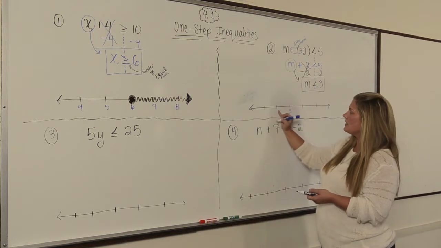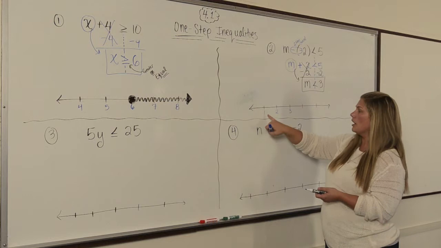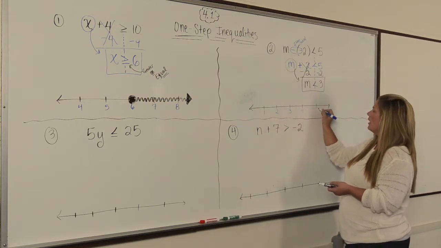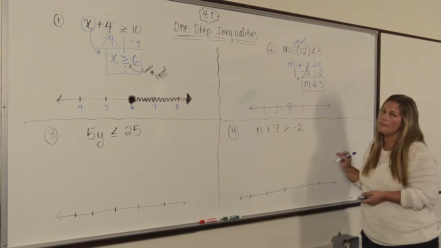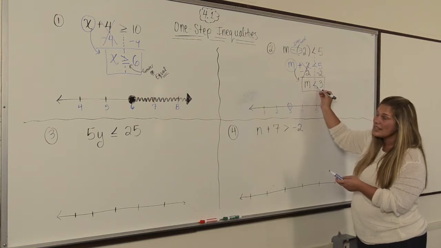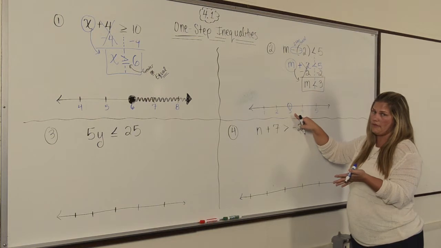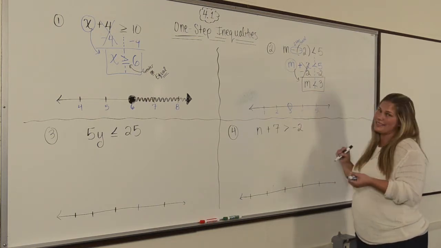To the left of 3 would be 2 and 1. So going in order, 1, 2, 3, I'd have 4 and 5. I'm going to put that circle on the 3. Now, if there was a line underneath this, I would fill in that circle because that would mean that it could equal 3. But it doesn't equal 3, it's just less than.